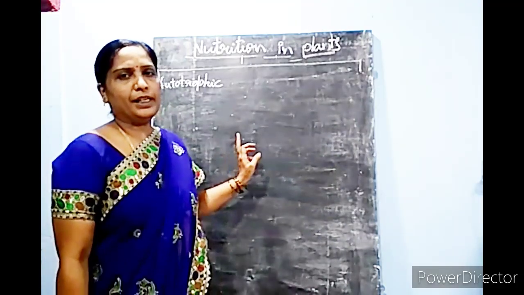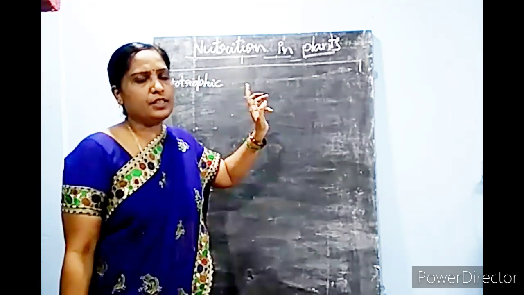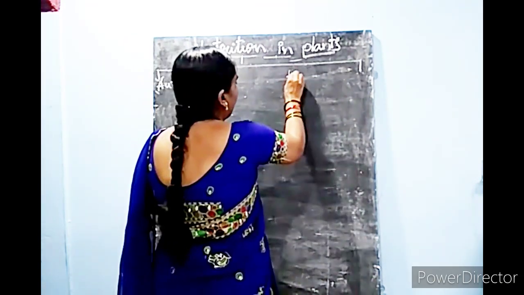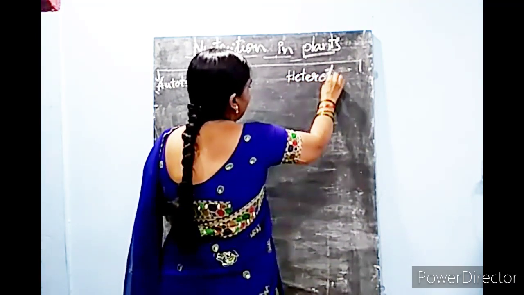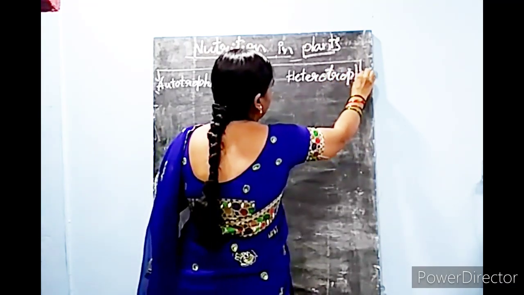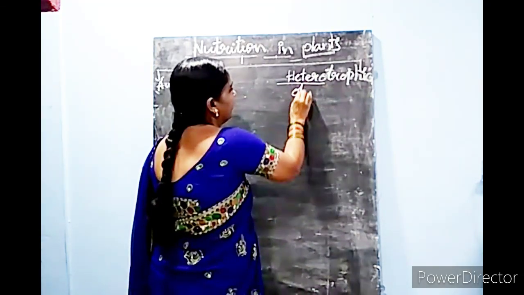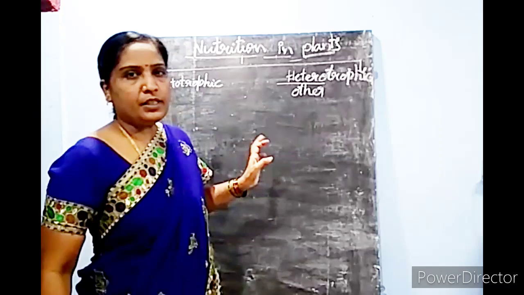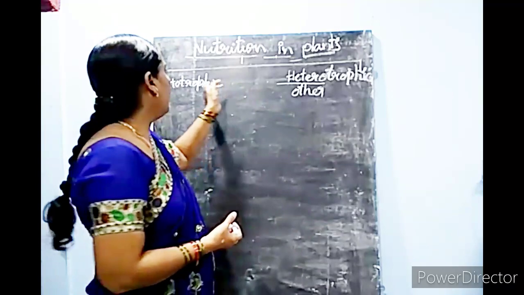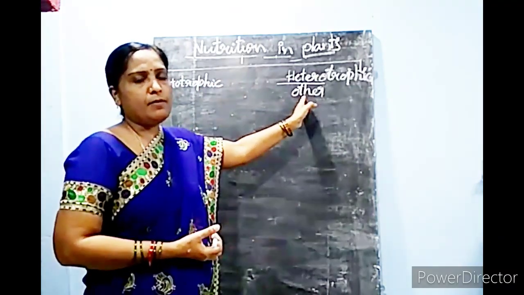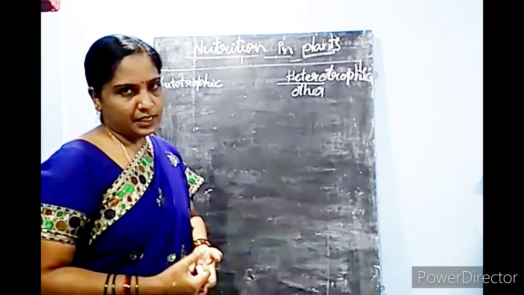The nutrition in plants is of two types. One is autotrophic nutrition, which we just discussed, and the other one is heterotrophic nutrition. What's the meaning of heterotrophic nutrition? Hetero means other. Trophy means obtaining their food. As combining in the autotroph, in the same way the heterotrophs are obtaining their food from other organisms.